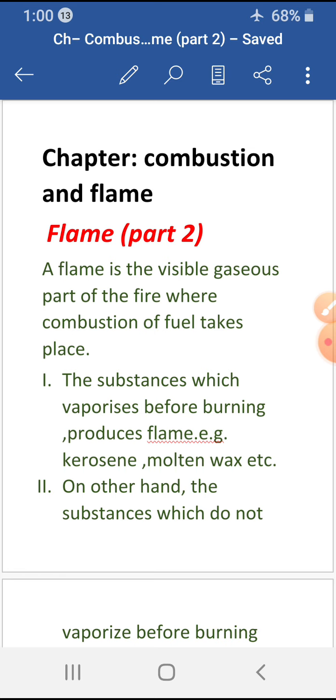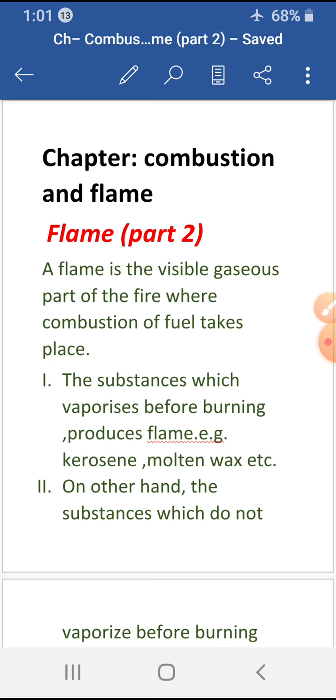Other example that you can see is molten wax. Actually, wax is solid at room temperature, but when we burn it, it melts into liquid state, and not in liquid state it burns, it even converts into gaseous state and the vapors burn whenever we burn a candle, and they rise up as a flame, burning vapors.